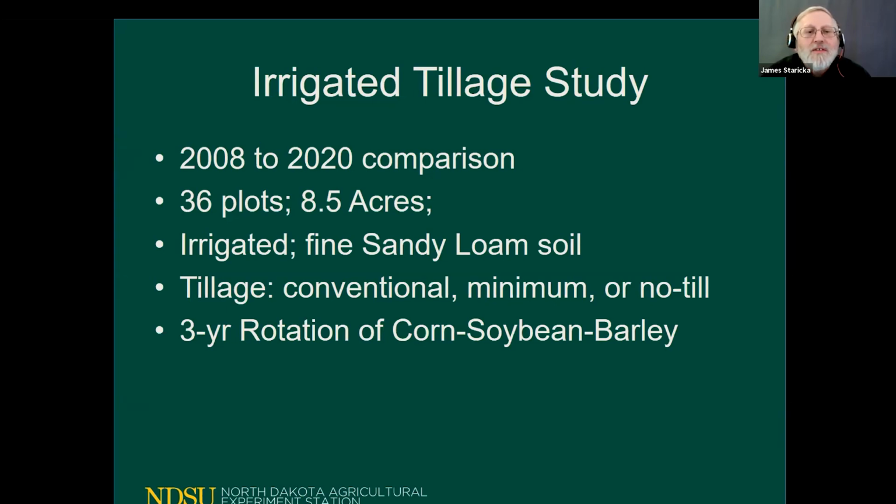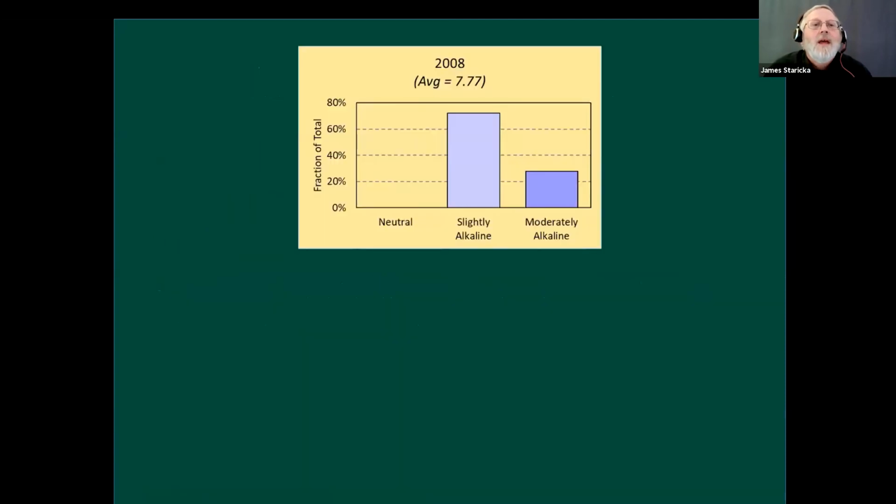And all the plots in this study follow a corn, soybean, barley rotation, but the plots have been divided into 3 groups, with each group at a different point in the cropping rotation, so that every year each crop is grown on a third of the plots. At the start of this study in 2008, 26 of the plots, or in other words, 72% of the area, was in the slightly alkaline category, and 10 plots, or 28%, were in the moderately alkaline category.